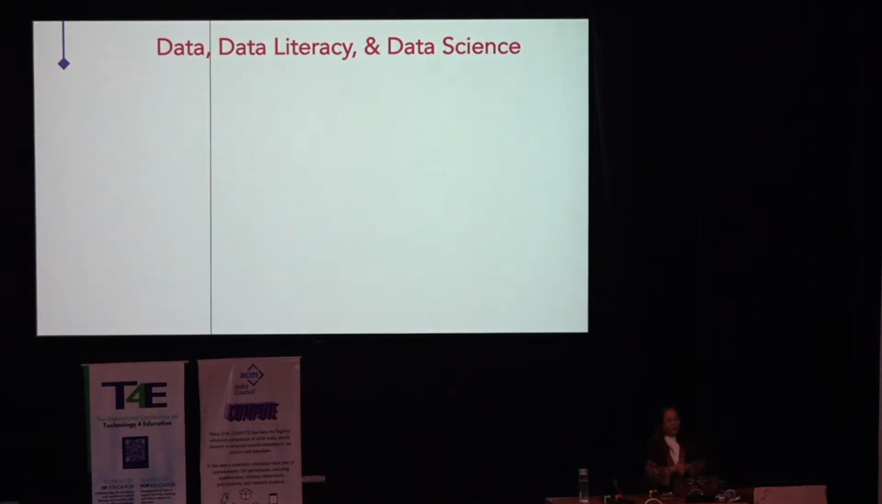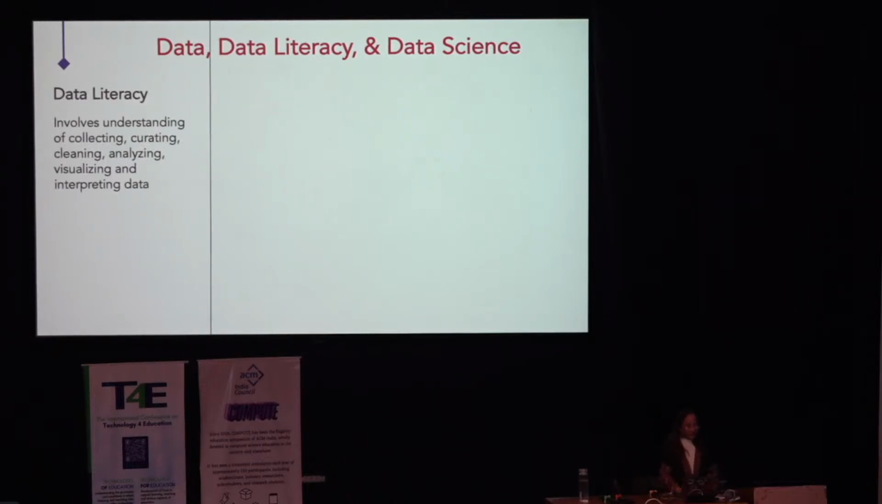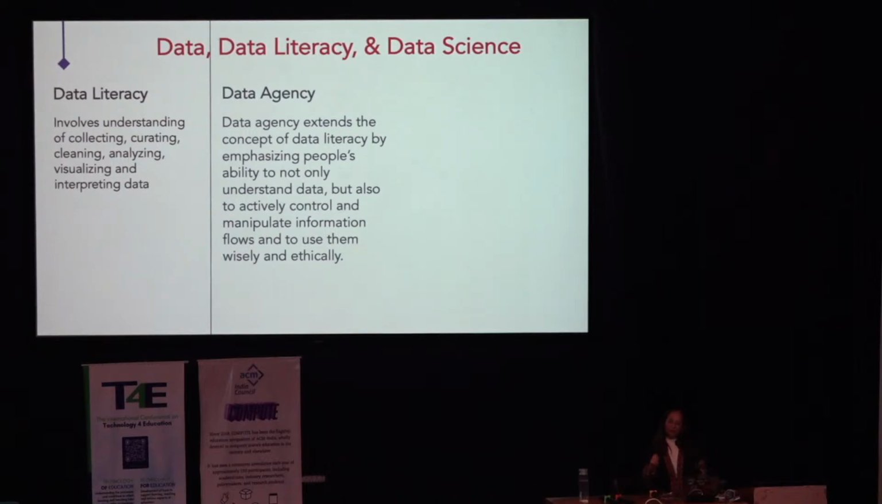So there's a growing prominence of the literacy around data and data science. Data literacy, as we know, is this understanding of collecting, curating, cleaning data, but now it needs to extend to this idea of data agency. So when we're teaching kids about AI, they also need to understand data well and how they can control data flows as humans, you know, whose data is being collected and hoovered up into training these models.